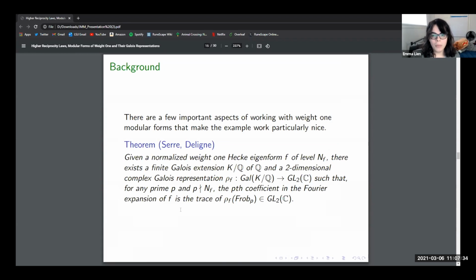There are a few important aspects of working with weight 1 modular forms that make it work out well. The most important is this theorem by Serre and Deligne, which says that given a normalized weight 1 Hecke eigenform of level N_F, there exists a finite Galois extension and a two-dimensional complex Galois representation, rho F, such that for any prime not dividing the level, the pth coefficient in the Fourier expansion of the modular form is the trace of rho F of the pth Frobenius.